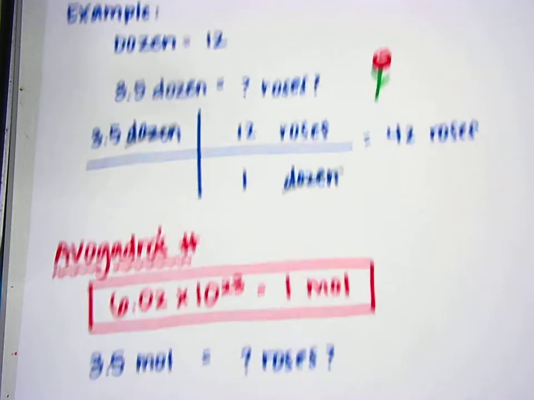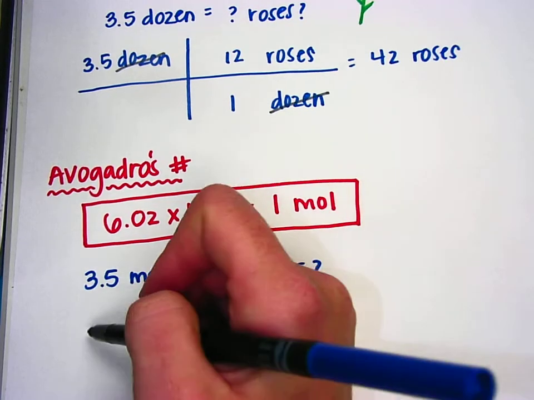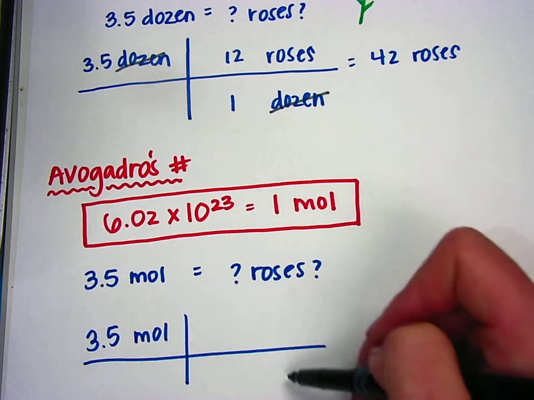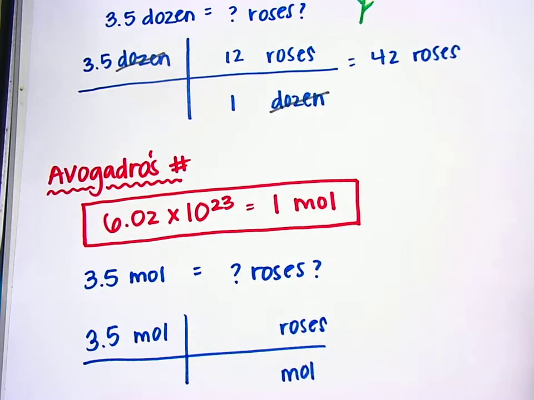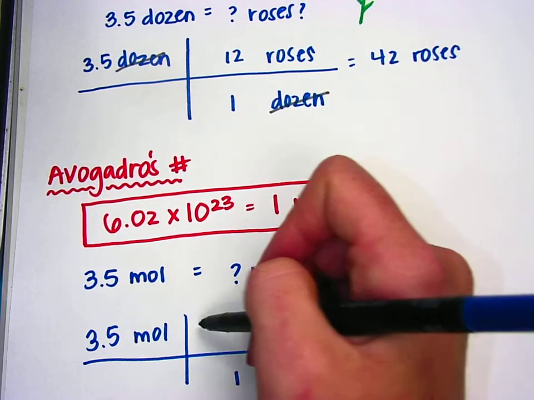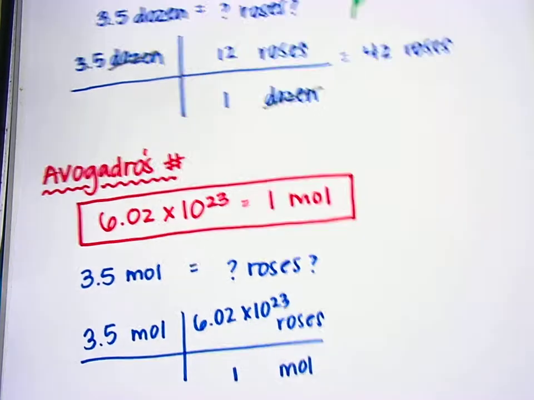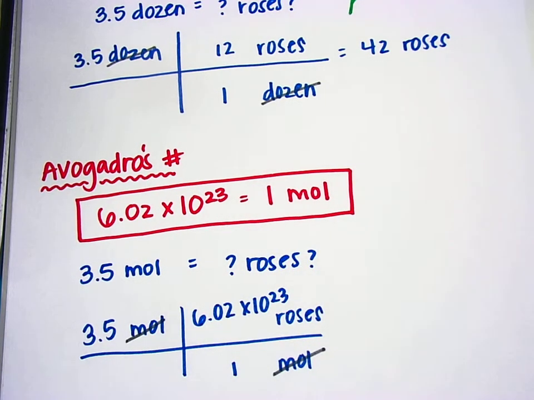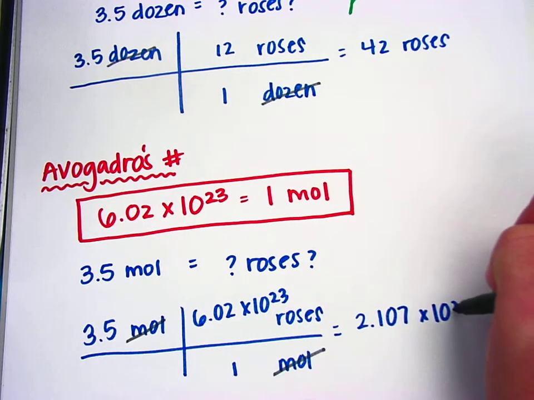But we're going to do the same conversion that we just did, and instead of using dozen, we are going to use mole. So I'll set up my conversion 3.5 mole, and I'll be converting from mole to my number of roses, or number of particles is the way we'll call it in a few minutes. 1 mole has 6.02 times 10 to the 23rd roses in it. So then we'll make sure the units that we wanted to cancel out do. Mole is on top and on bottom, so I'll be left with roses. And my number of roses will be 2.107 times 10 to the 24th.